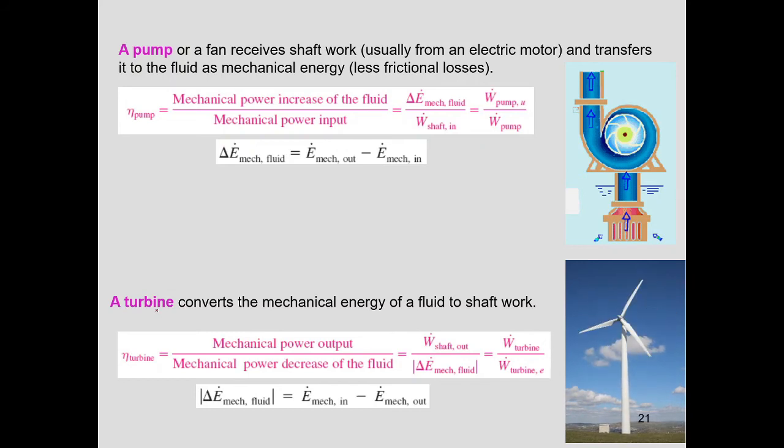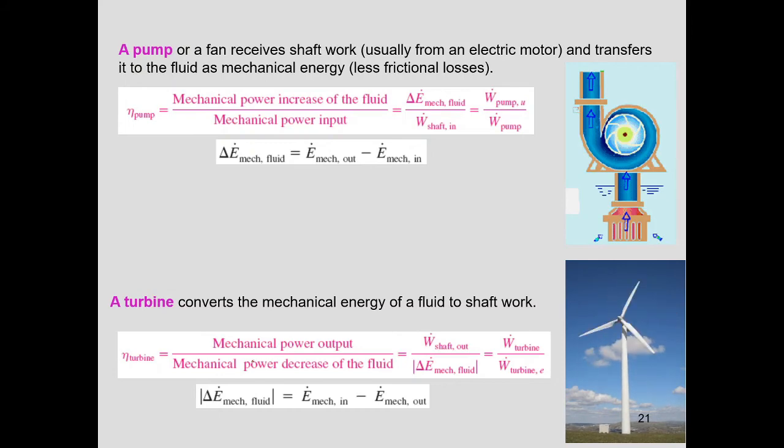And then for the turbine, you know that the turbine is converting mechanical energy to shaft work, mechanical energy to electric. So the efficiency of the turbine is the mechanical power output, or the electric power output from the turbine, over the mechanical power decrease of the fluid. Okay, the mechanical power input you calculate from your equation.